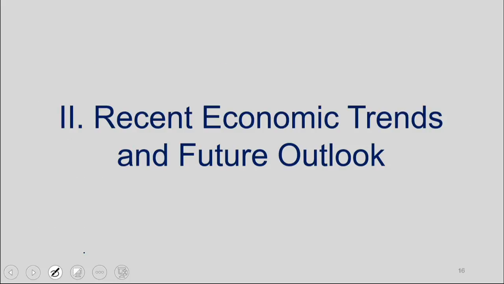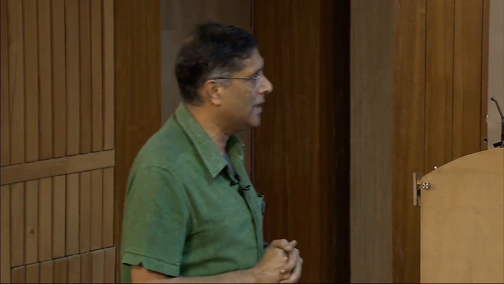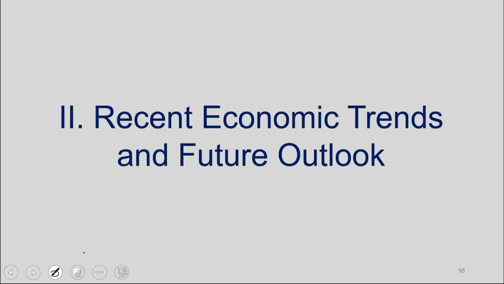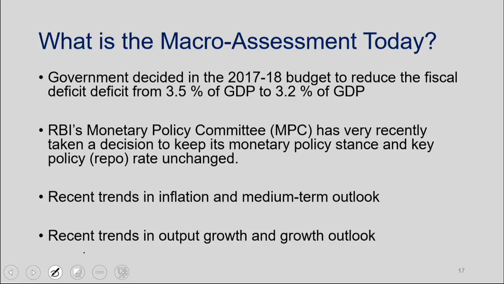So now we're going to do a kind of real life example. I'm not going to offer my opinion. What is happening to recent economic trends and the future outlook? We know what the government decided in the latest budget. We know what the RBI decided in its latest policy. So let's see, supposing you were the policy maker and you had to decide on fiscal and monetary policy, how would you make the assessment? Not right or wrong, but how would you make the assessment?